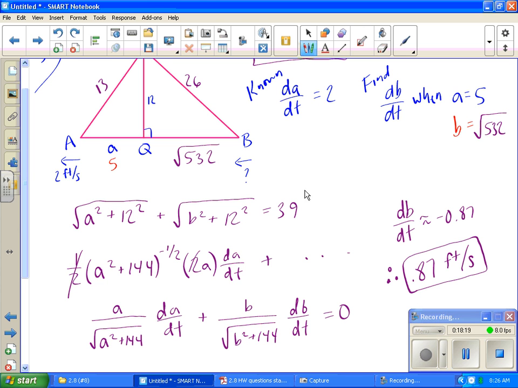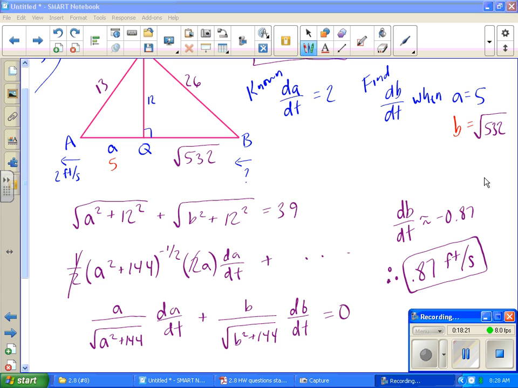All right. So we get an answer that's negative here, but then it says how fast is car B moving toward Q? So it's moving toward Q at this rate. So your actual answer isn't negative, but dB dt is negative.